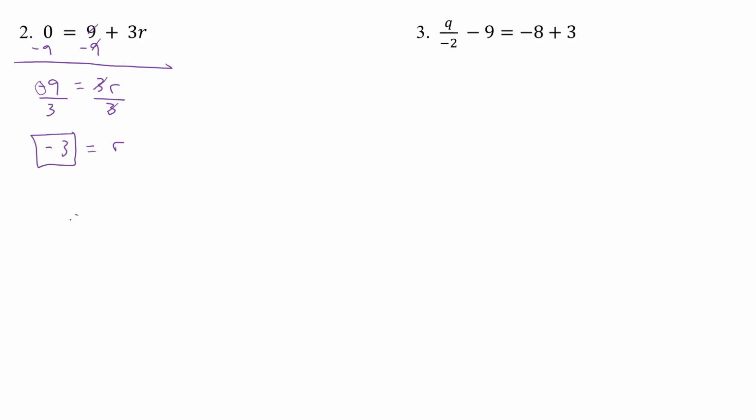Now, does that check? Well, let's plug it back in. 0 equals 9 plus 3 times -3. Well, 3 times -3 is -9. Well, 9 minus 9 is 0, so it checks.